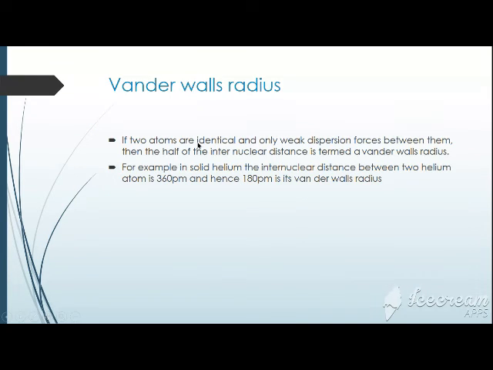If two atoms are identical and there are weak dispersion forces between them, then half of the internuclear distance is termed the van der Waals radius. For example, in solid helium, the internuclear distance between two helium atoms is 360 picometer, and hence 180 picometer is its van der Waals radius. That is half of the internuclear distance. So I hope you have understood the concepts atomic radius, covalent radius and van der Waals radius.